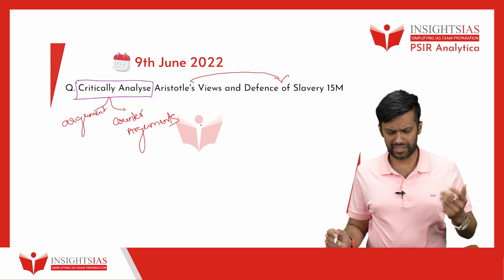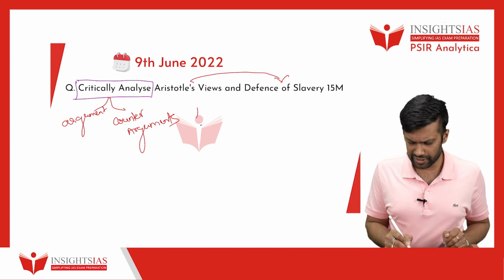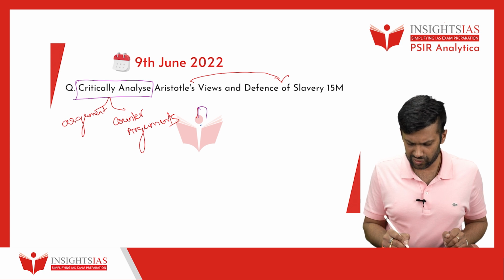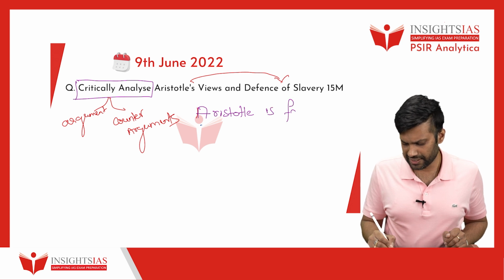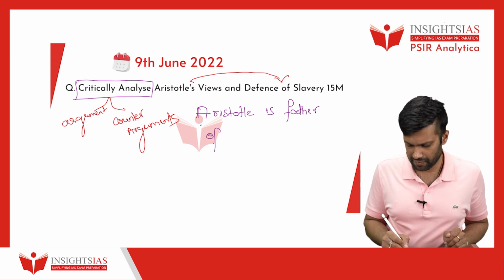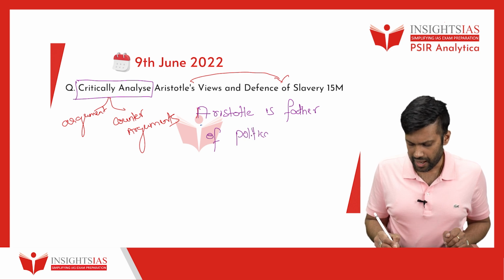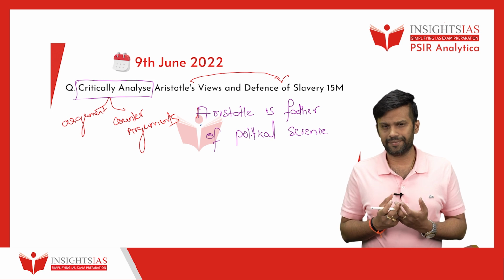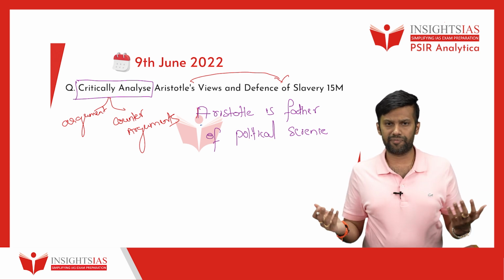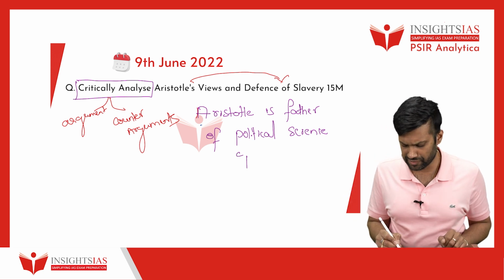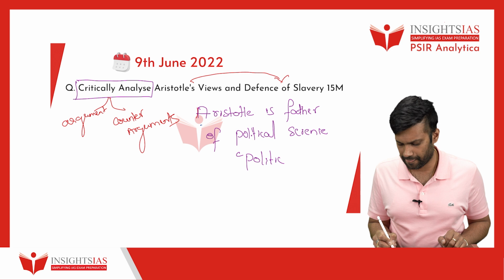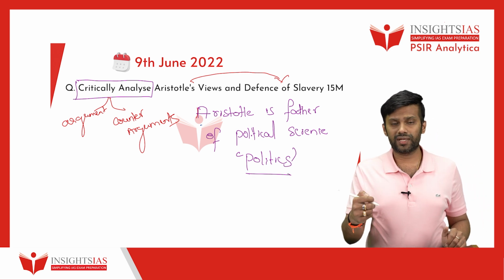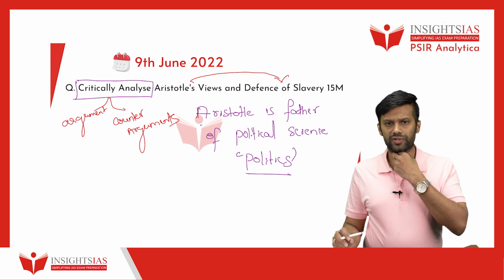So you can start, as I said before, by introducing Aristotle. You can say Aristotle is the father of political science, and he has written one of the most important works, which laid down the foundations of present comparative politics. The book is called Politics. Then you quickly jump into saying what Aristotle's view on slavery is.